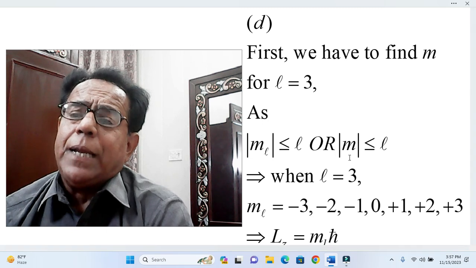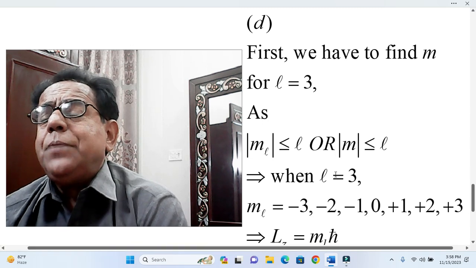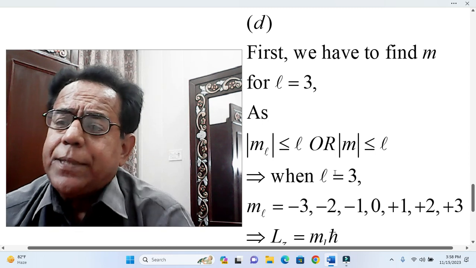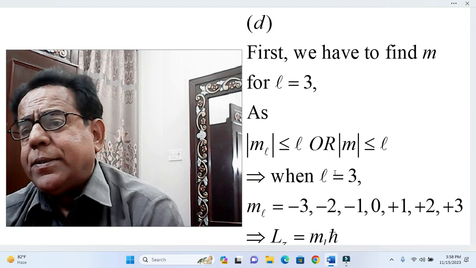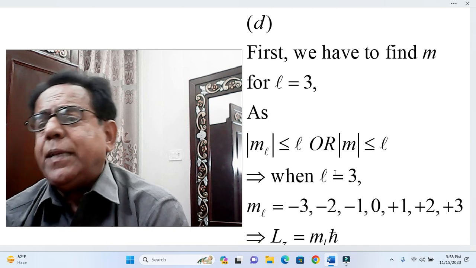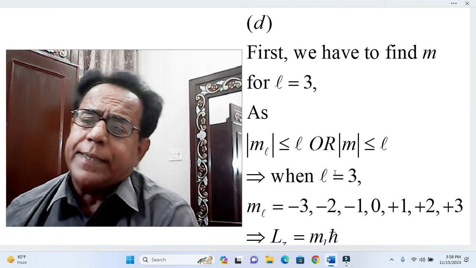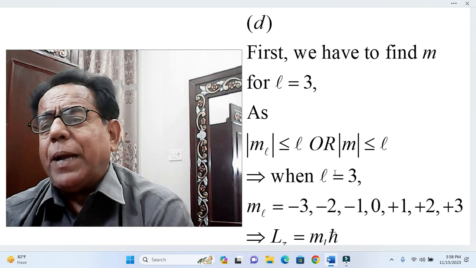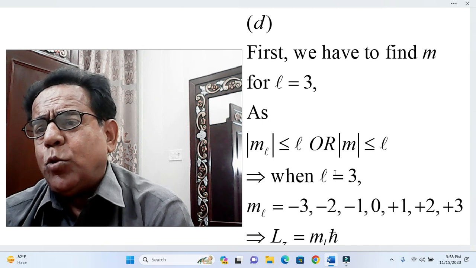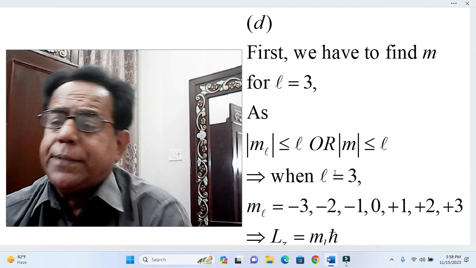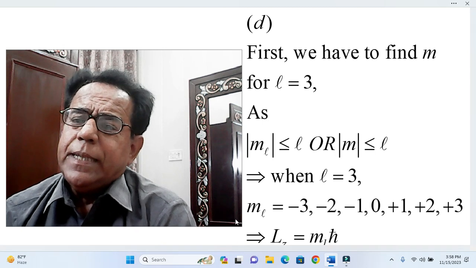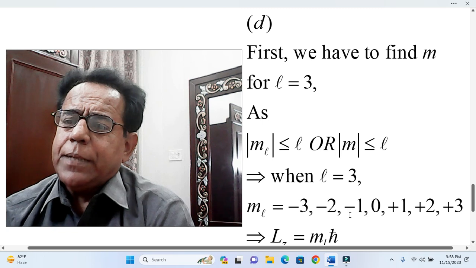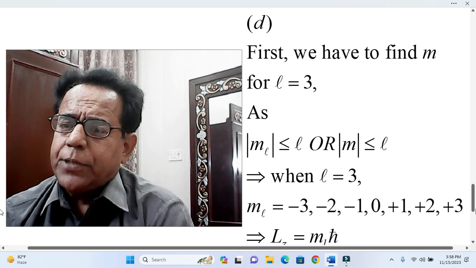Or from plus 3 to minus 3, and we see that after plus 3 there is plus 2, then plus 1, then 0, then minus 1, minus 2, minus 3. Or if we move in reverse, first minus 3, then minus 2, minus 1, 0, plus 1, plus 2, plus 3. So the value of ML will be minus 3, minus 2, minus 1, 0, plus 1, plus 2, plus 3.